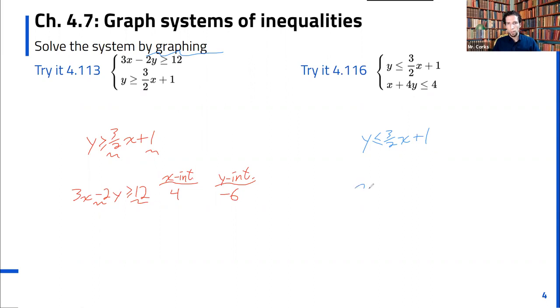The other one, we have x plus 4y less than or equal to 4. So we want to figure out the two intercepts. Our x-intercept is 4 divided by 1, so 4, as you said, good. And our y-intercept is 4 divided by 4, that's 1. Okay, so now we have both of them ready to graph. It might feel a little irritating to have them in different forms for graphing both of them, but I want to make sure we remember both methods of doing this.